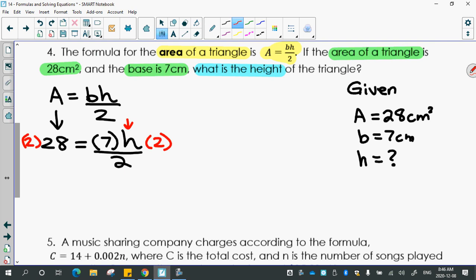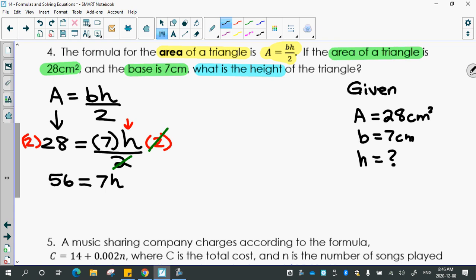So this 2 divided by 2 is 1. So that's what I'm thinking to myself. I multiplied by 2 in order to undo the divide by 2. But I still have to do the 2 times 28. So I'm going to do 2 times 28, and it gives me 56. And on this side, 7 times h is just 7h. The 2's divided into 1, because that was my whole purpose for multiplying by 2.